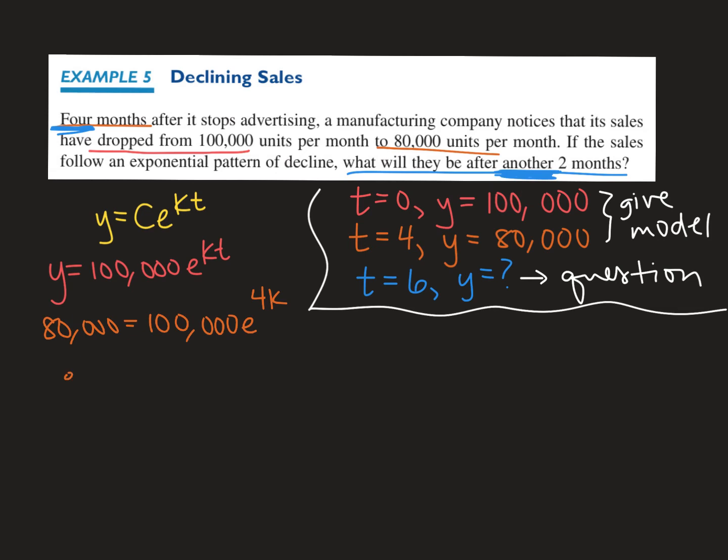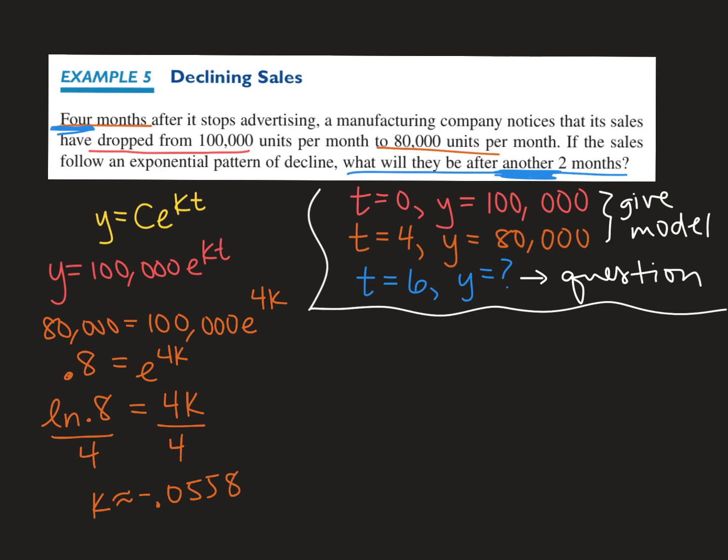Dividing both sides by 100,000 will give 0.8 equals e to the 4k. Taking the natural log of both sides, we'll end up with the ln of e to the 4k. Using the power property, I'll have 4k ln e. And solving for k will give us approximately, and I'm just rounding, negative 0.0558.